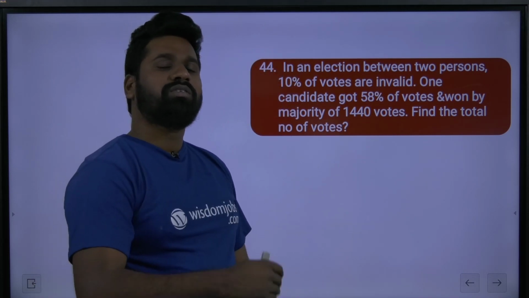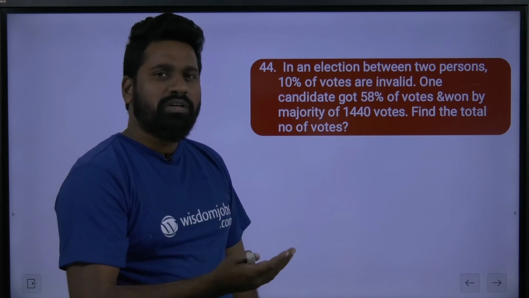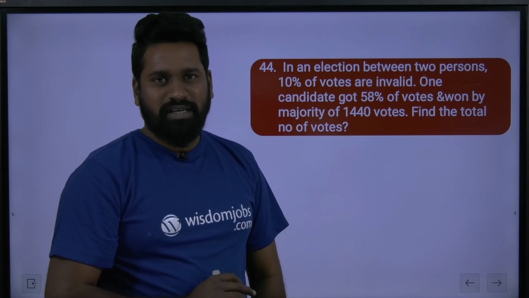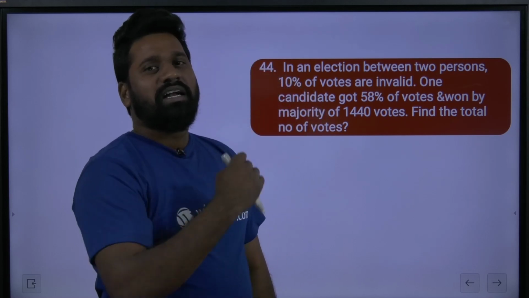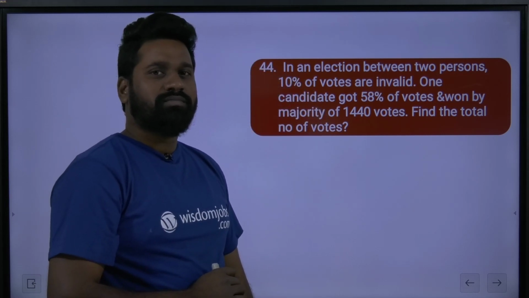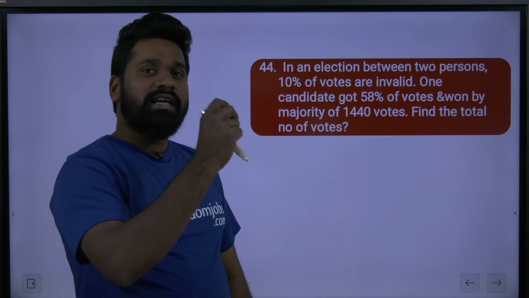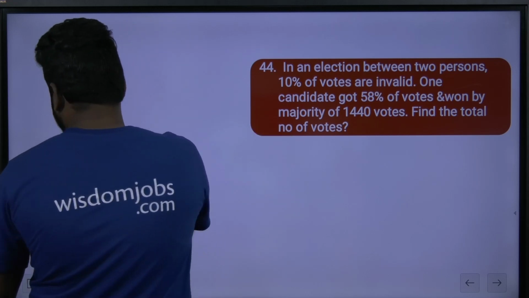Total number of votes polled. If you take total number of votes polled, some of the votes definitely will be invalid votes because of some mistakes. So including those, then only it is called the total number of votes. Is it clear? Valid votes plus invalid votes indicates total number of votes. Is it clear? Let us see it.